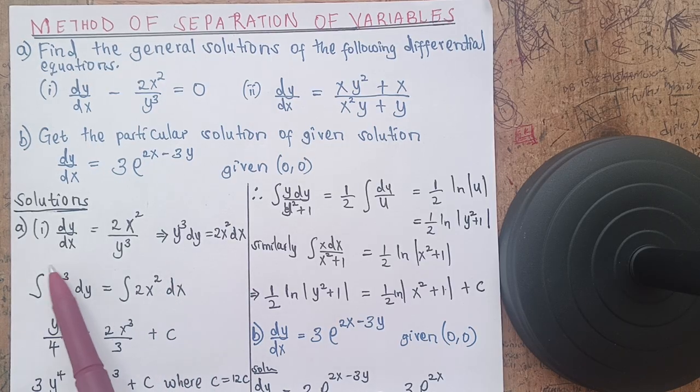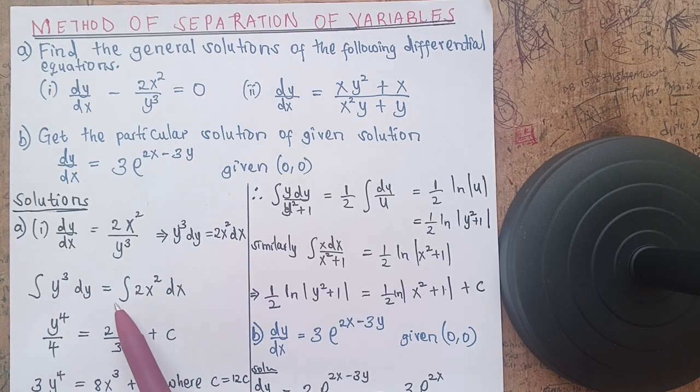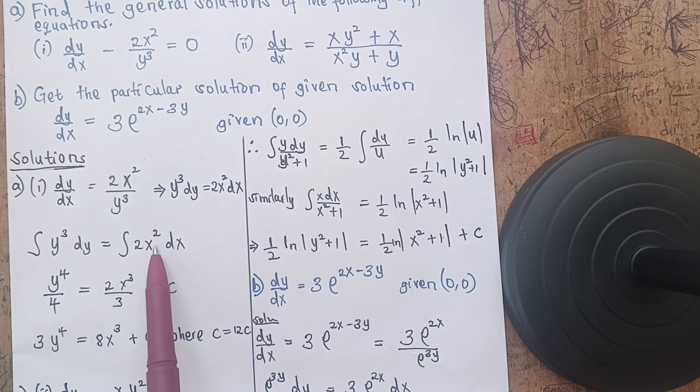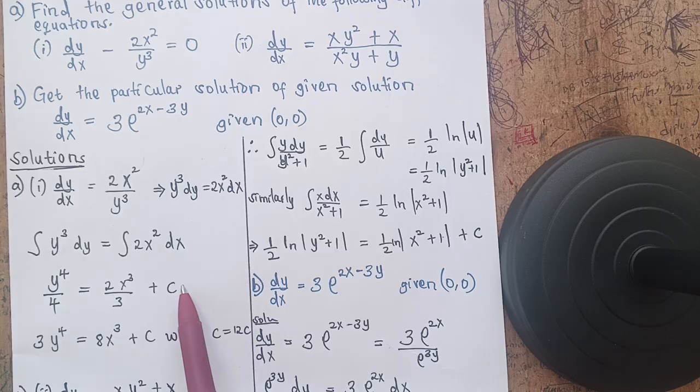So it's the integration of y cubed, and on the right hand side it's the integration of 2x squared. Integration here is going to give you, for y, y raised to 4 divided by 4, and for x, 2x cubed divided by 3 plus c.